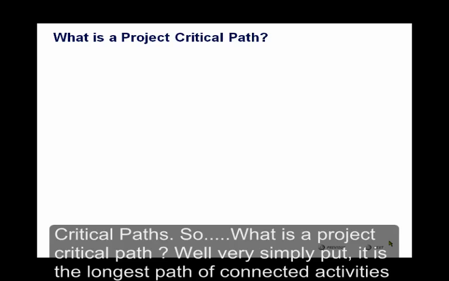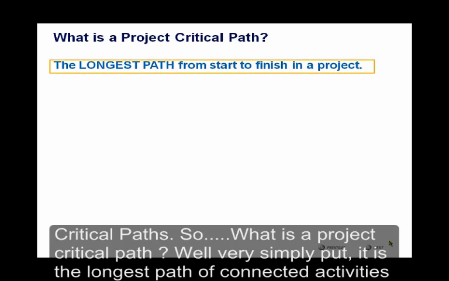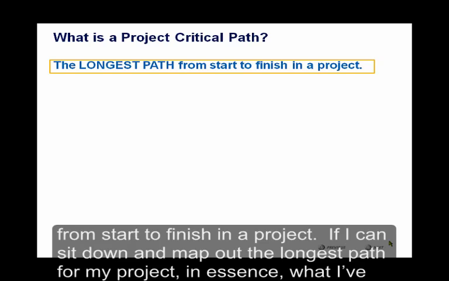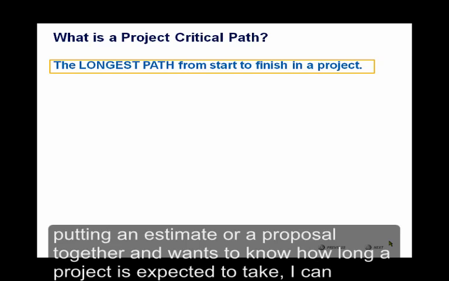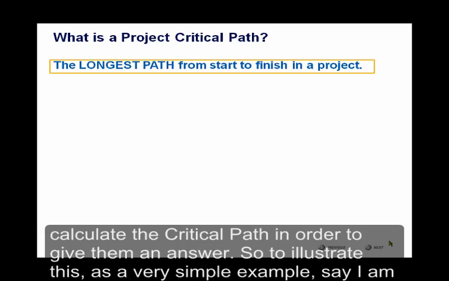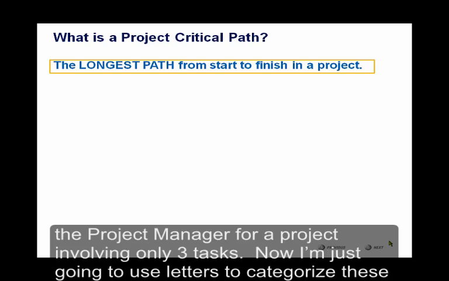So what is a project critical path? Well, very simply put, it is the longest path of connected activities from start to finish in a project. If I can sit down and map out the longest path for my project, in essence, what I found is the estimated timeline or duration for how long the project will take. So if the client or my boss is putting an estimate or a proposal together and they want to know how long a project is going to take, I can calculate the critical path in order to give them an answer.